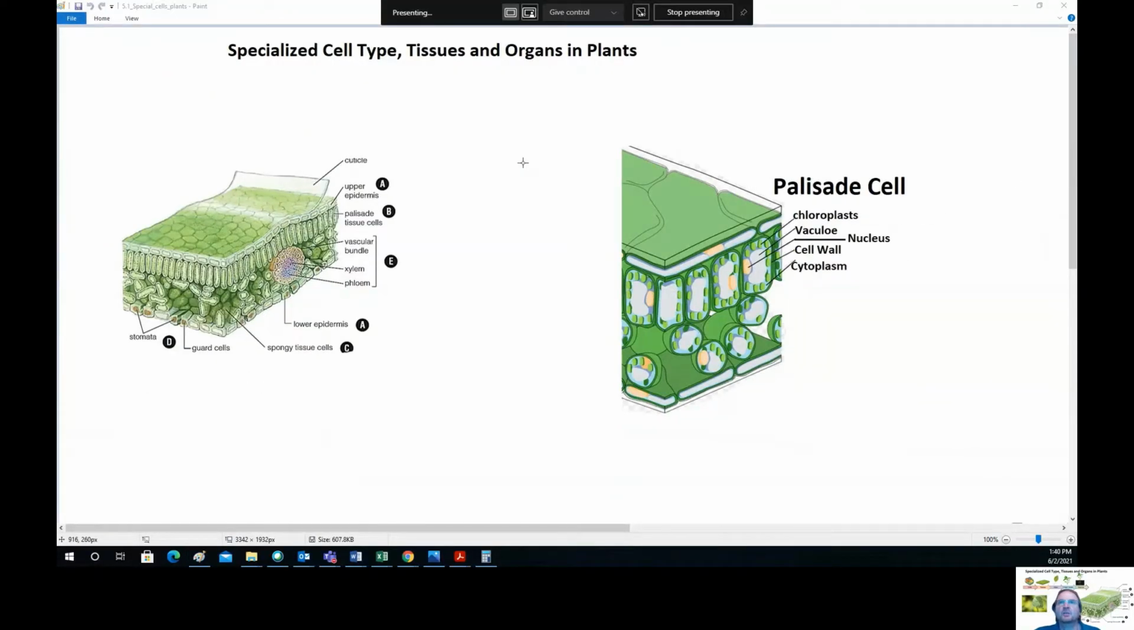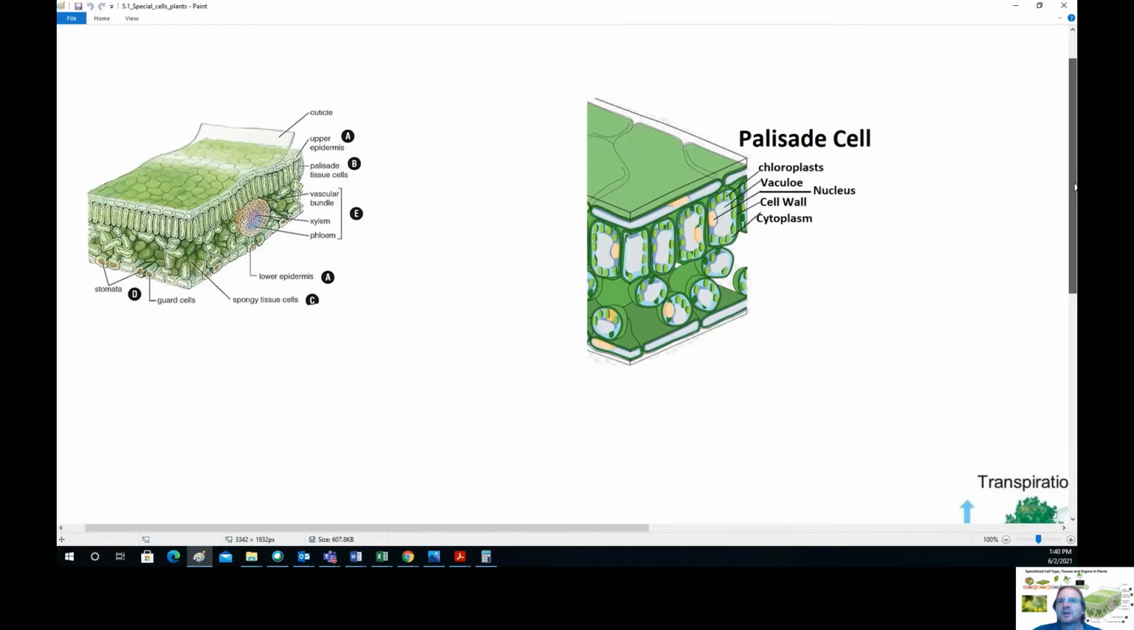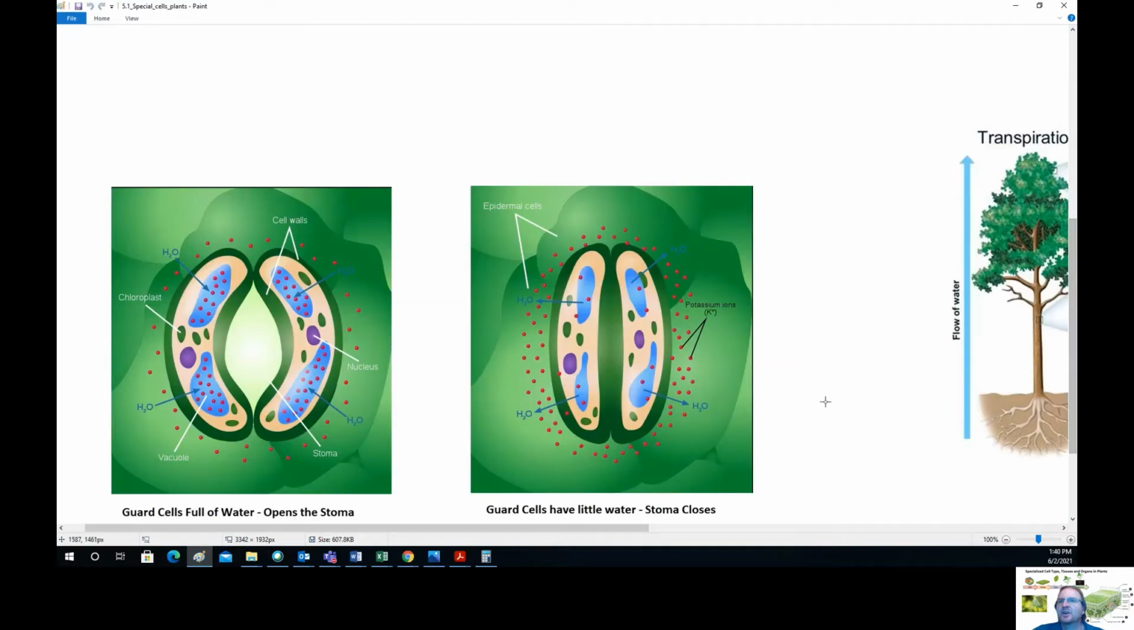Okay, so ultimately, once again, make sure you do know the specialized cell types that make up the leaf, all of these. Of course, critical, the palisade cells running photosynthesis with their chloroplasts. Need to know, of course, the formula for photosynthesis. Guard cells, how the guard cells work. If they're full of water, they're going to swell and open up the stoma. The stoma is basically a hole, but you can consider that a specialized cell type within the leaf.